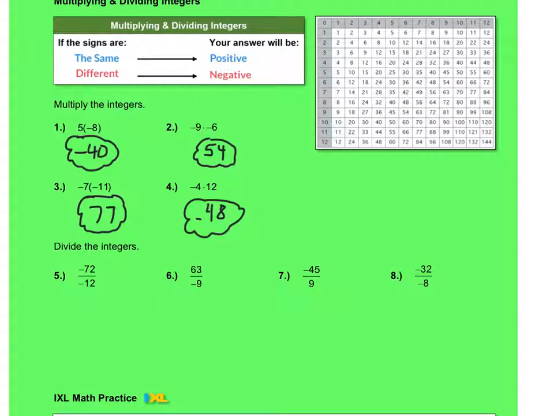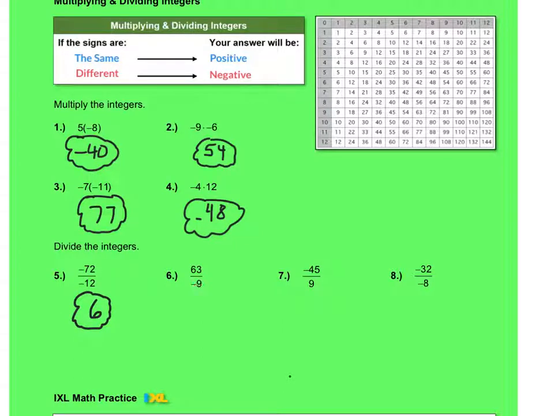Well, to do division on the multiplication chart, you see the bottom number is 12. So go to 12, and then we're going to go over till we see 72. I hit 72. Now I go up, and the answer is 6. And again, negative divided by negative is positive.